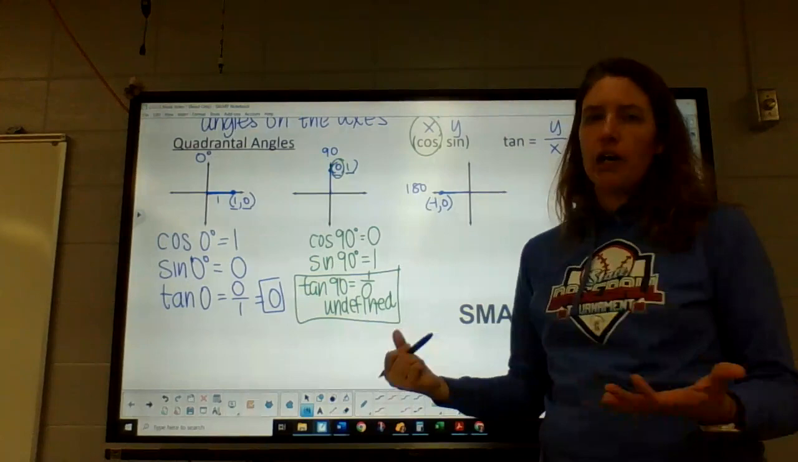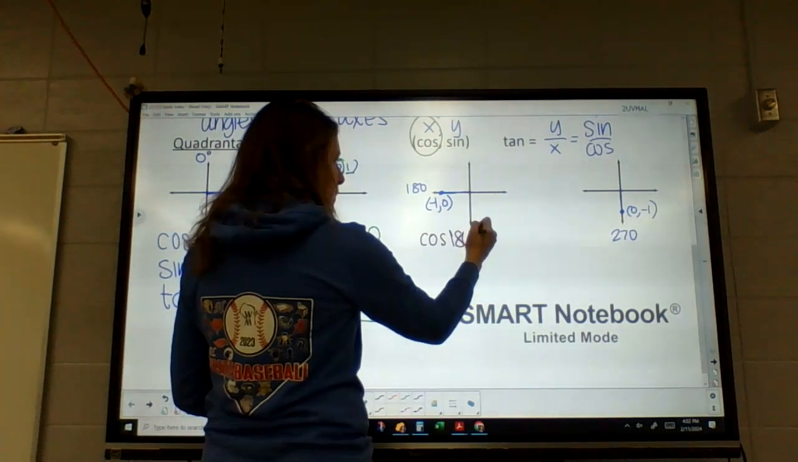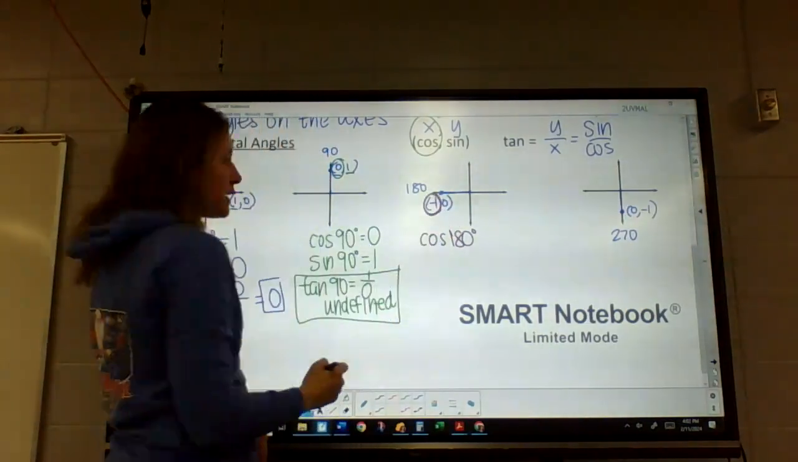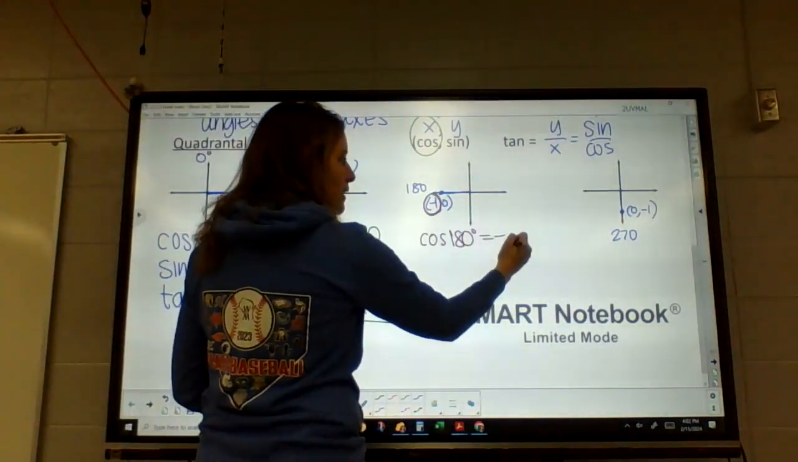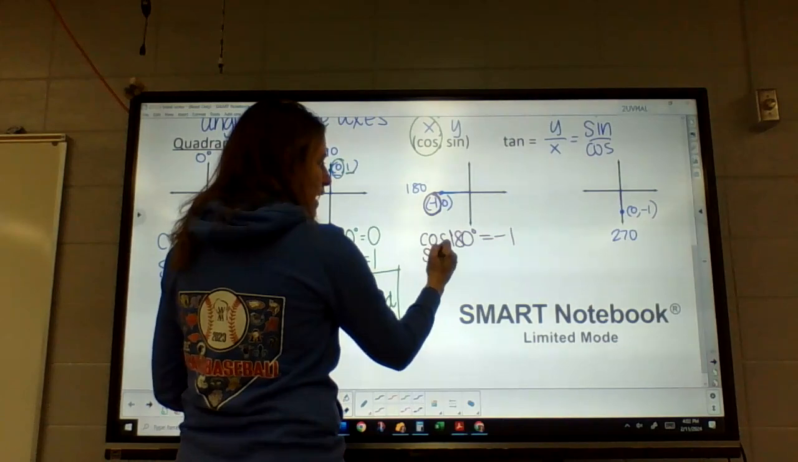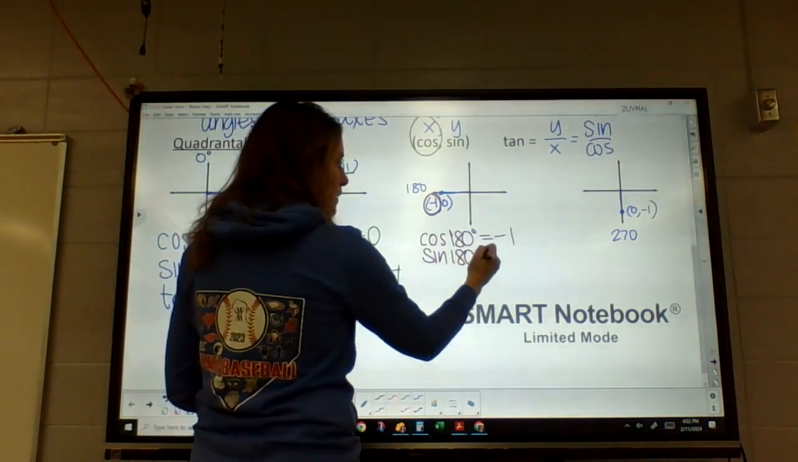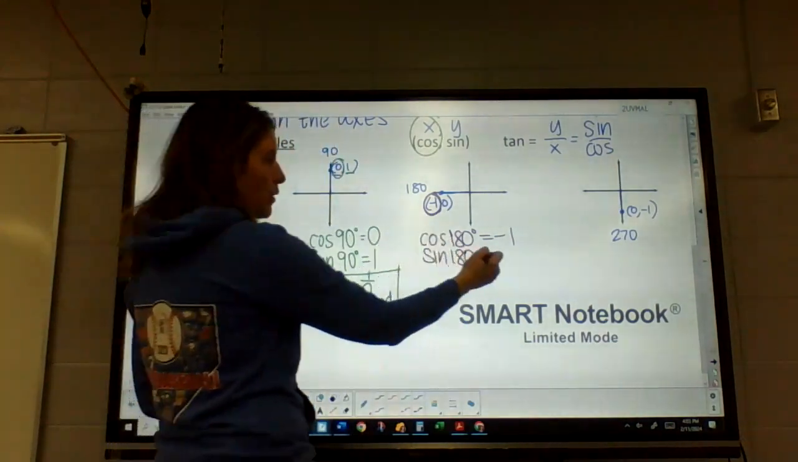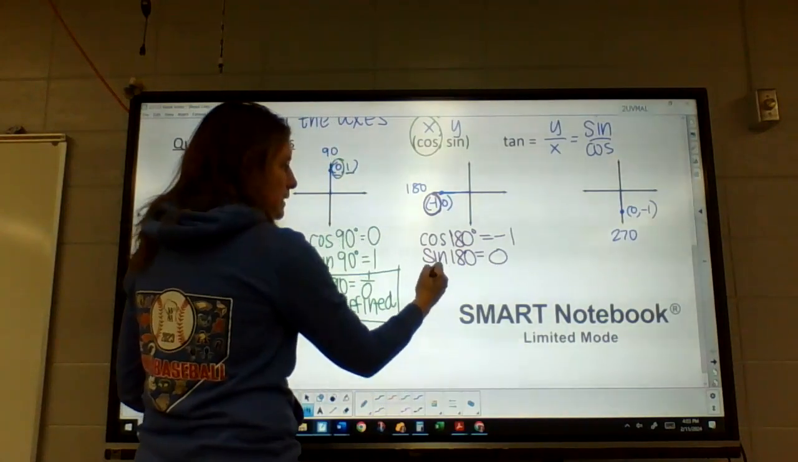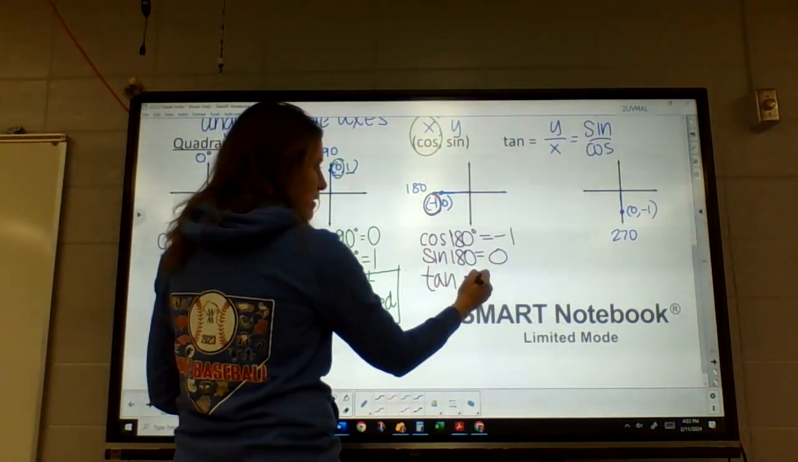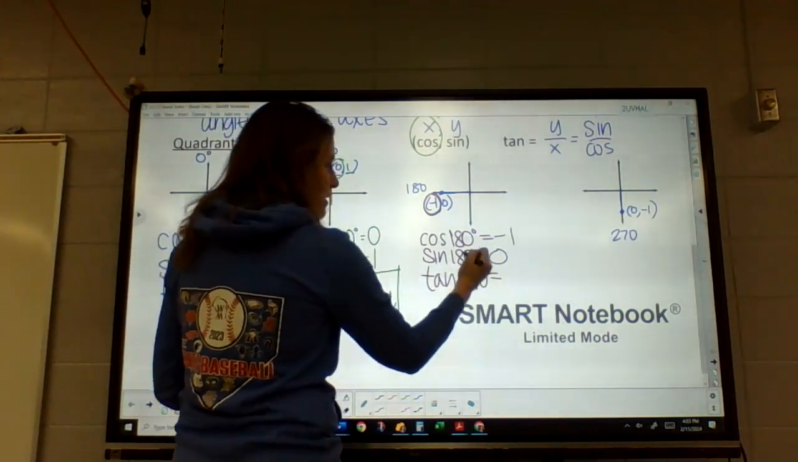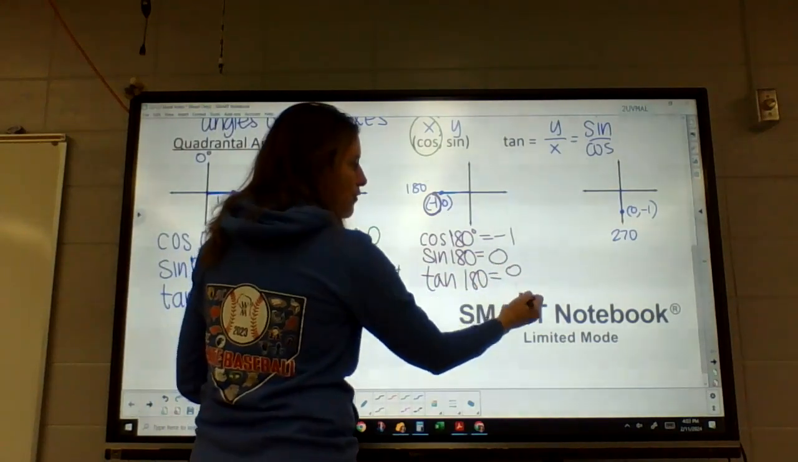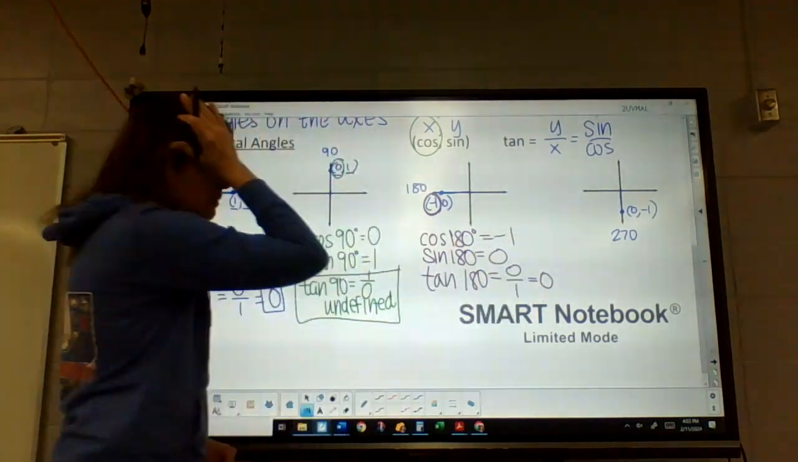All right, let's just put the other ones up here right away. So again, cosine of 180. Again, it's the first coordinate here, so that's going to be -1. Sine of 180 is just going to be the other coordinate, which would be 0. And then tangent of 180 is sine over cosine, so 0 over -1, which is just 0.